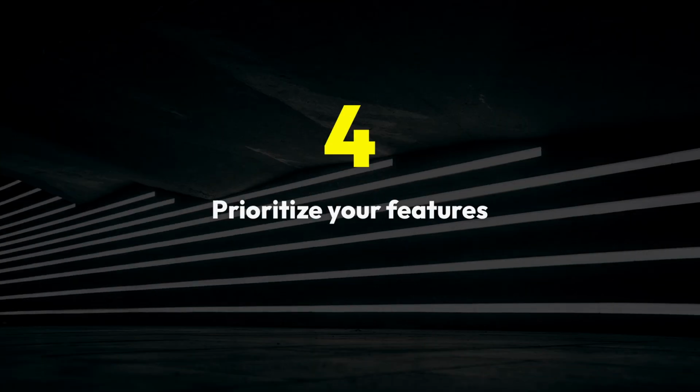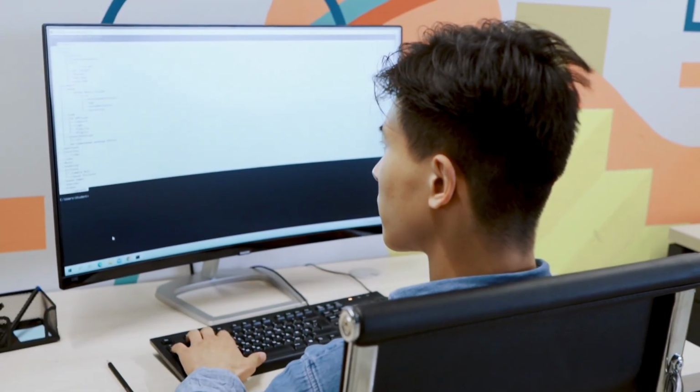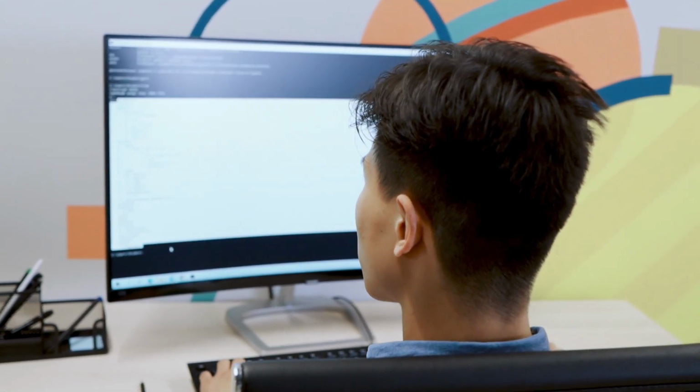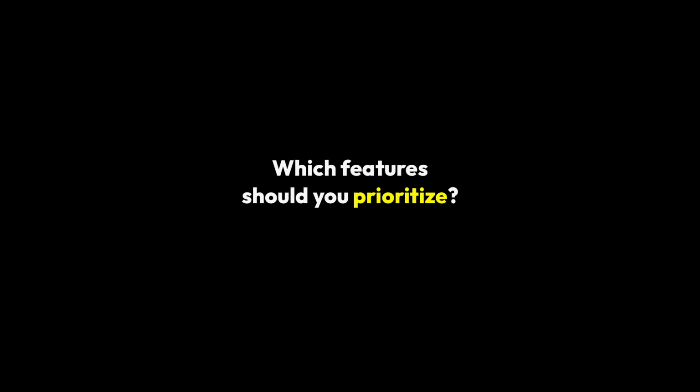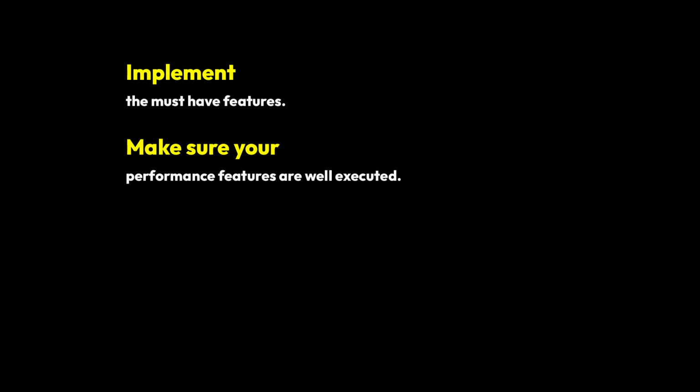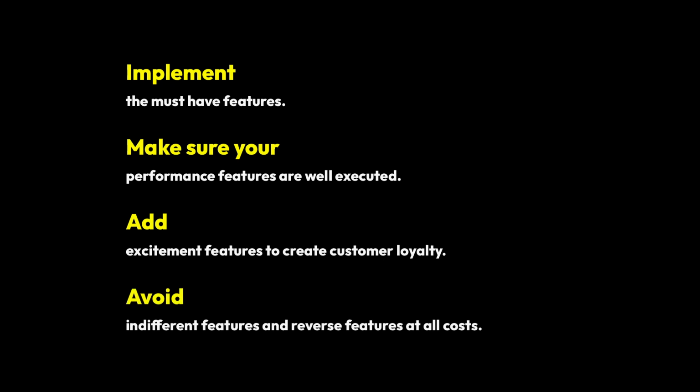Once you know how your customers responded to each feature, you can prioritize them for your development team and create a roadmap. But which features should you prioritize? Here is the golden rule. I recommend you screenshot this. Implement all the must-have features. Make sure your performance features are well executed and that you have added excitement features to create customer loyalty. Avoid indifferent features and reverse features at all costs.